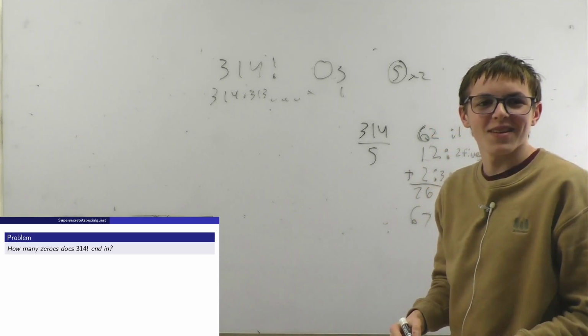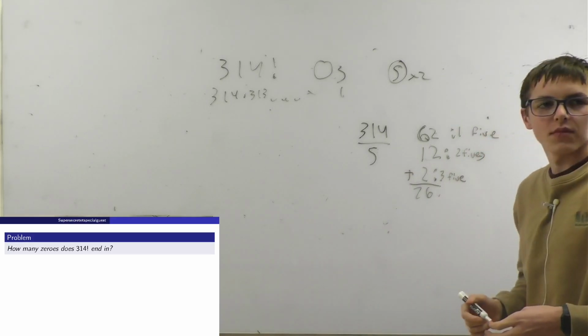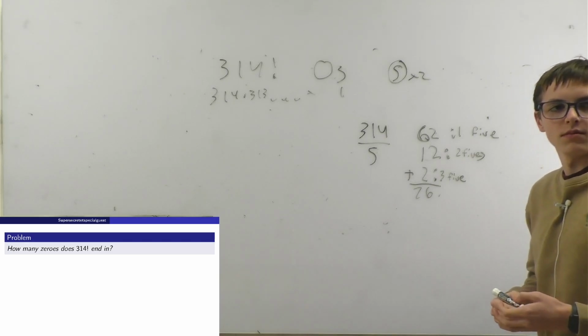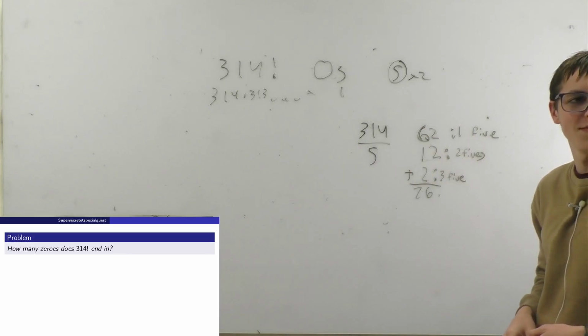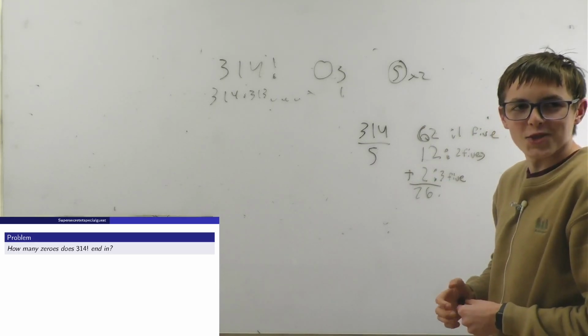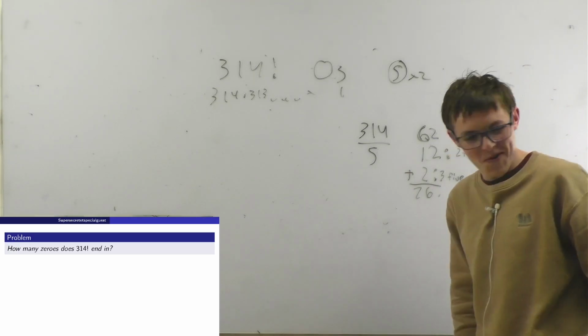Mm-hmm. So you have 76 5s. Yeah. But 5 doesn't make a 0, does it? What? So you're looking for the number of zeros at the end of 314 factorial? Mm-hmm. No, 5 and 2. Oh, I wasn't paying attention. Sorry. How do you know you have no 2s? I told you if you're listening. Okay. Take it all back.